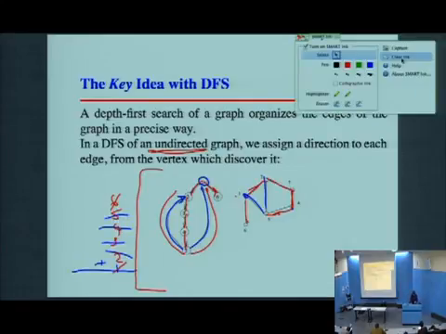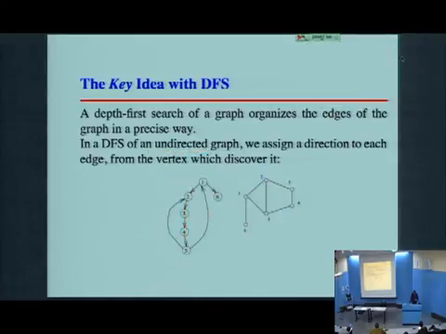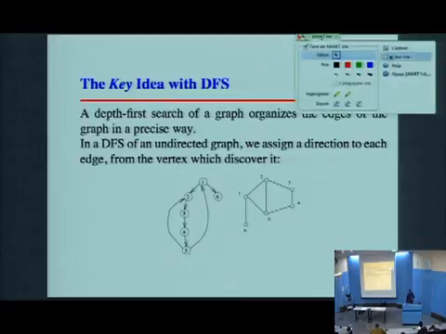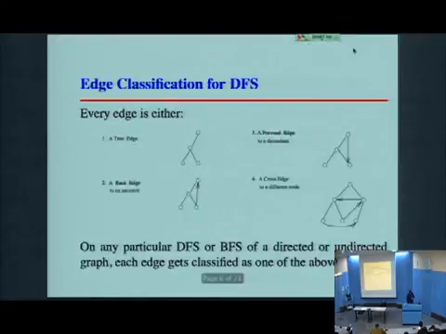The key idea here is that it organizes the edges in a different way than breadth first search, but a very precise way. Okay? And again, these classifications can get a little complicated depending upon whether it's breadth first search or depth first search, and whether the graph is directed or undirected. There's some details here, and I don't want to get too carried away with it. Let's think about the basic case.